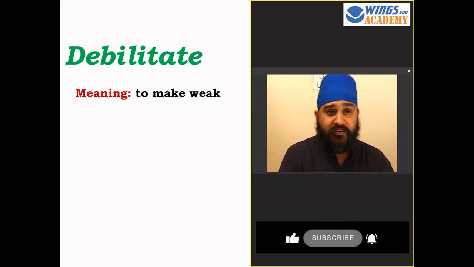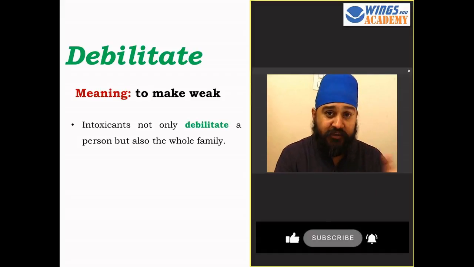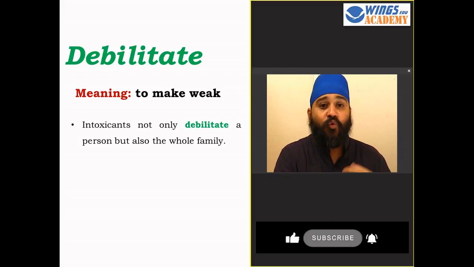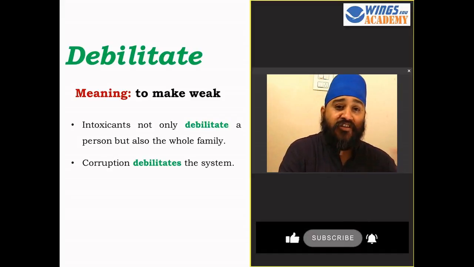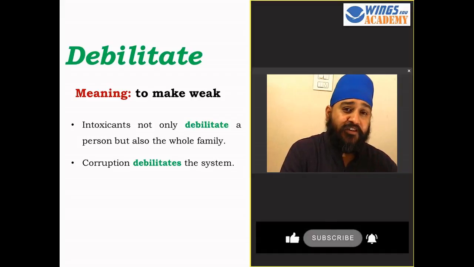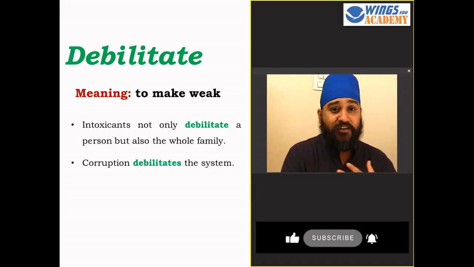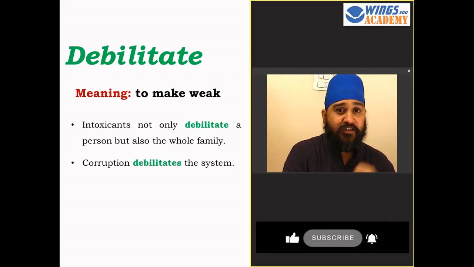Its Oxford meaning is to make mind or body weak. So debilitate means to make weak. So I would say intoxicants, means drugs, not only debilitate a person but also the whole family. Or I would say corruption debilitates the system. Corruption debilitates the system. So if I say laziness debilitates health. Yes, so debilitate is to make weak or to weaken, and fount means source, and deem means to consider.